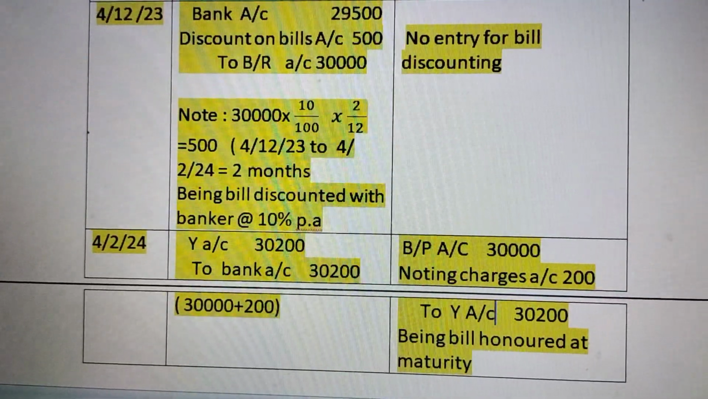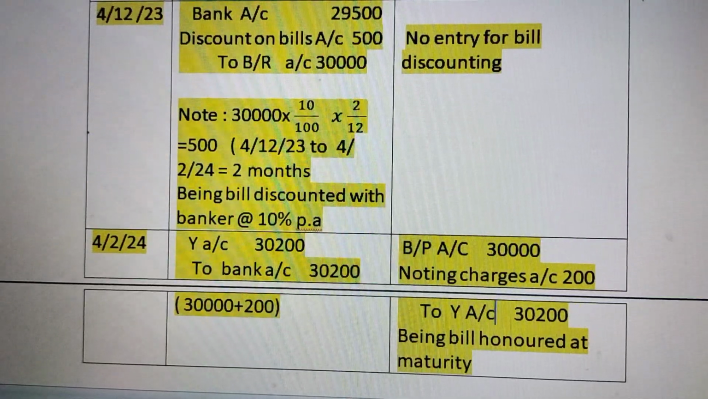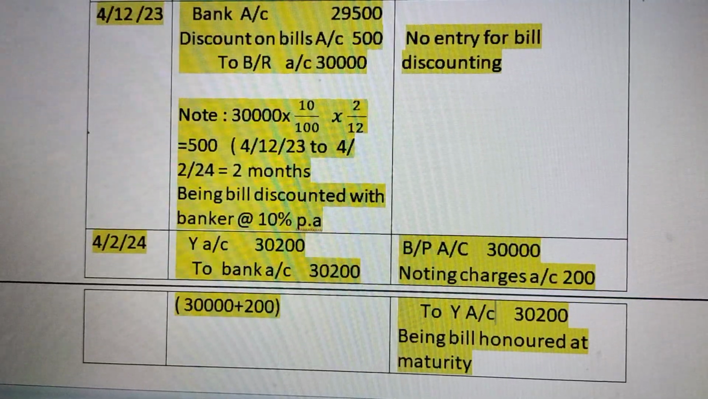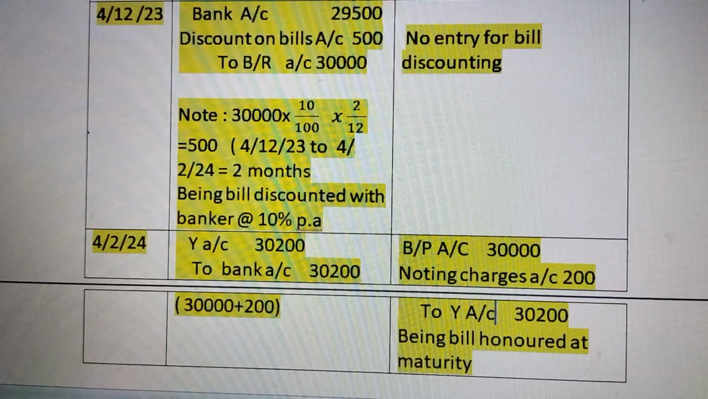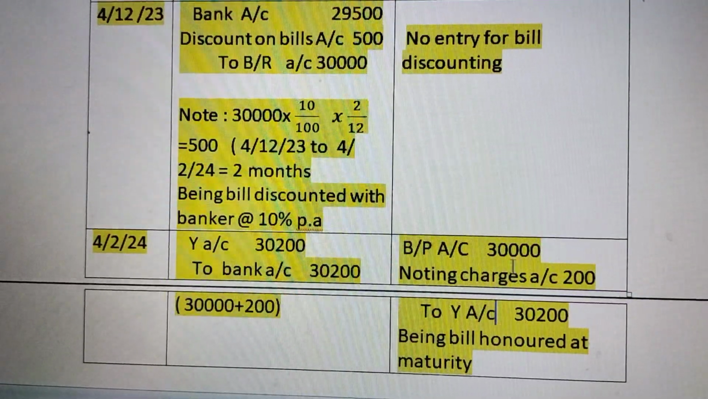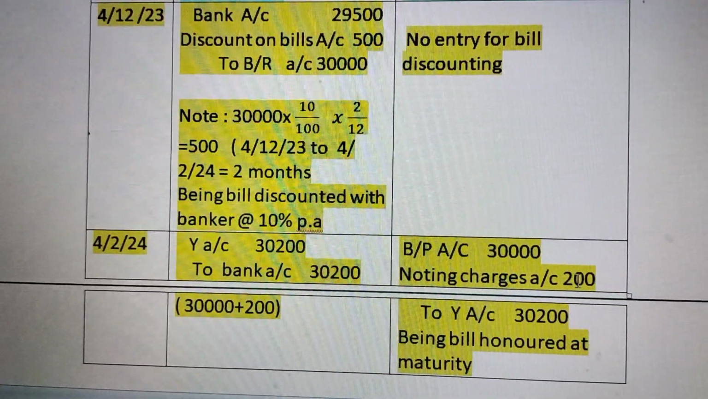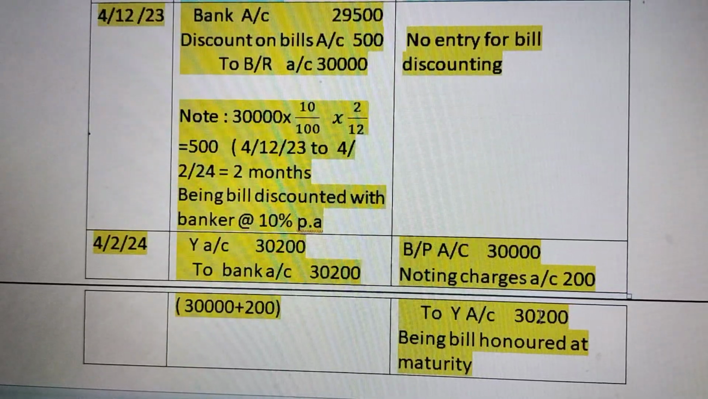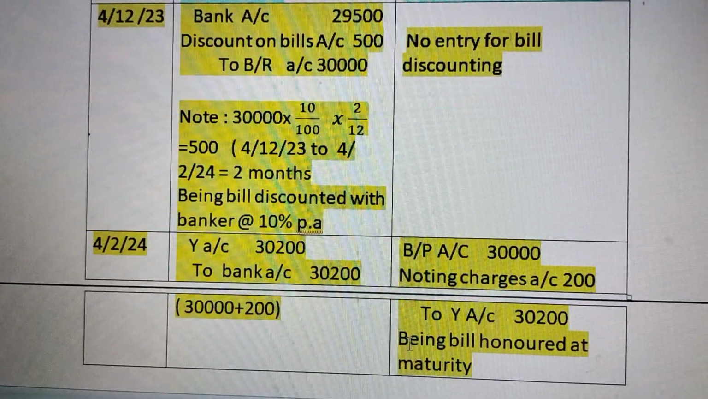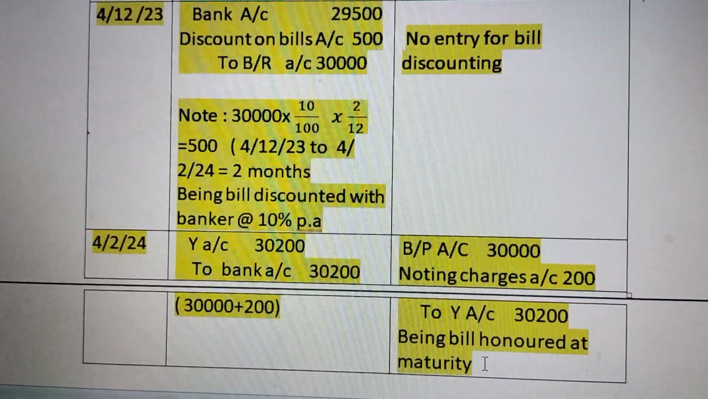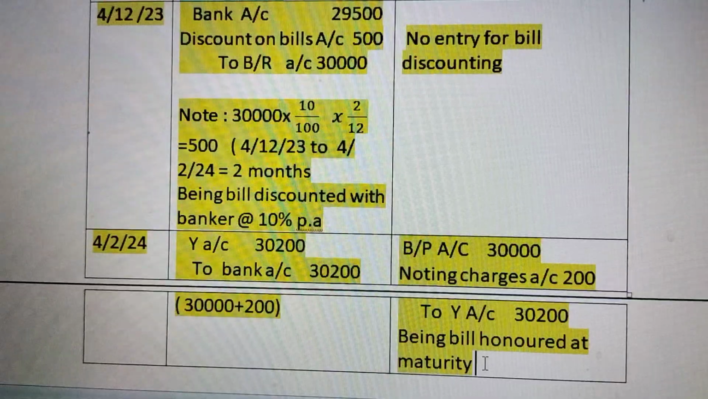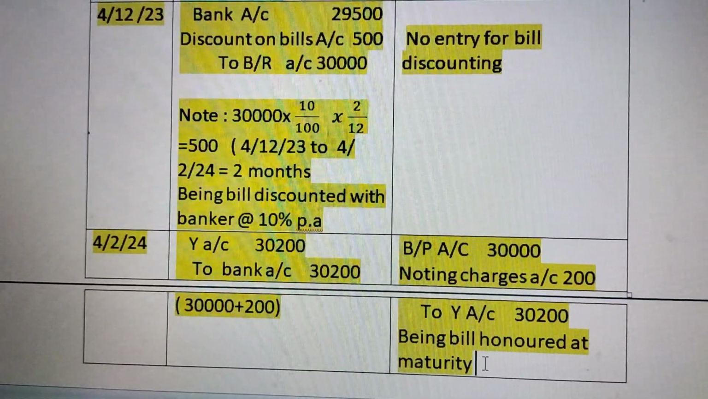But he will debit bills payable to the extent of 30,000 only, because the amount of bills payable is only 30,000. So for the extra 200 of noting charges, he has to debit noting charges account. So upon dishonor, the drawee will pass the entry as bills payable account 30,000, noting charges 200, to Y's account 30,200. Being bill dishonored at maturity. So this is the entry for dishonor of the bill which has been discounted with the banker.